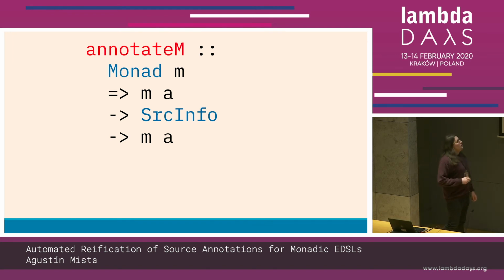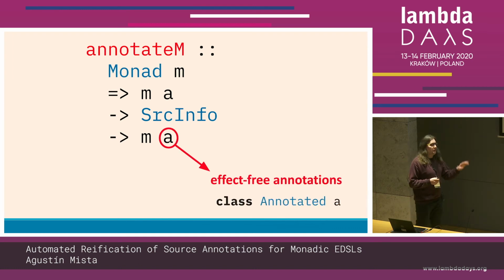That can be done using the annotate M type class. This one is particularly useful if you have a deep embedding, for example, a state monad that can have a mapping for annotations and identifiers, stuff like that. All the information and the examples are in the paper, so don't worry too much about this.